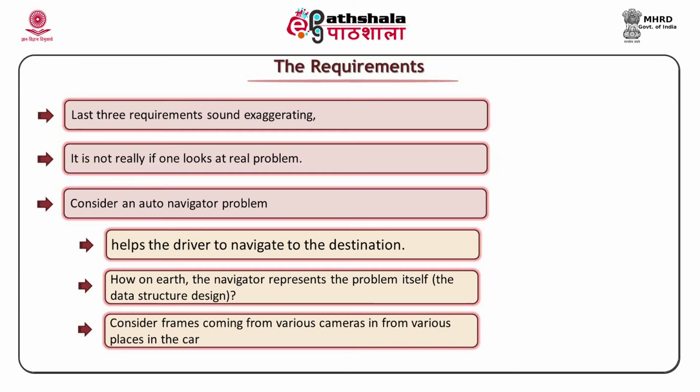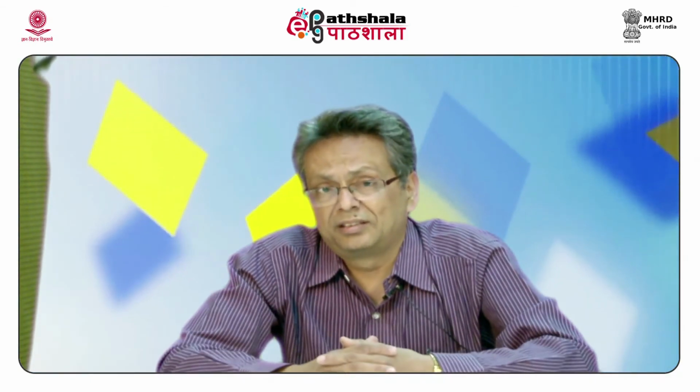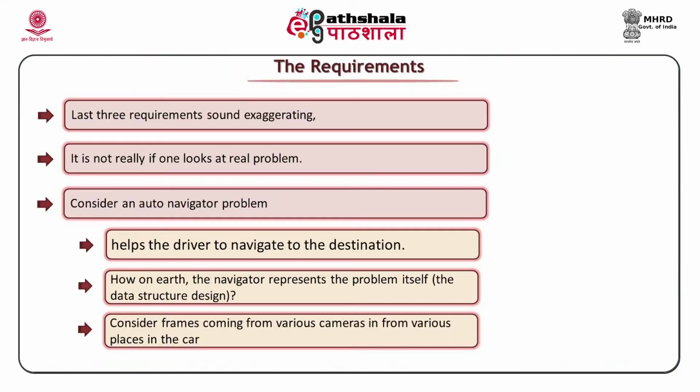It's possible for somebody to write rules for it. You can, but then when you write rules, how you define a state space is pretty dynamic. For example, how does the navigator represent the problem itself? The Google car uses Google Maps, but how do you represent the problem itself, moving from one state to another, for example, moving from Ahmedabad to Vadodara? That data structure is pretty complex.